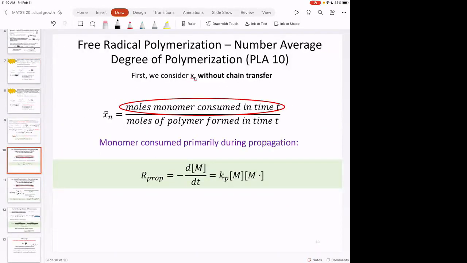Okay. So rate of propagation is great. That's fine. We talked about that. We have an equation for that. But if we're talking about polymers, we really want to know X bar N, right? So you all remember what the definition of X bar N is. And before it was moles of monomer transformed into polymer versus total moles. This time we're going to add T, which is the moles of monomer consumed in time T, over the moles of polymer formed in time T. We just have to add that rate in there because we're talking about a rate.